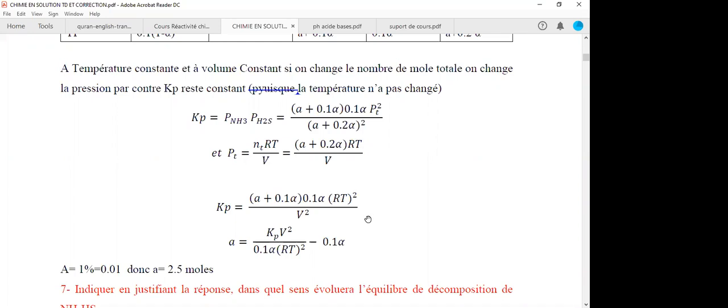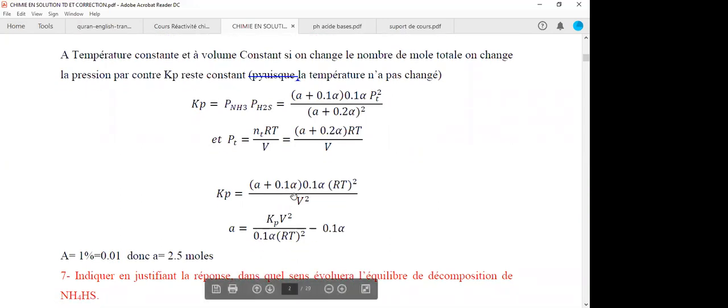So I am multiplying with R plus 0.1 alpha times RT divided by volume, where there is P total squared. So R will be squared, T will be squared, the volume will be squared. Here I've got R plus 0.1 alpha squared, and it will cancel with the one from P total squared. After simplifying, I'm going to have R plus 0.1 alpha times this.